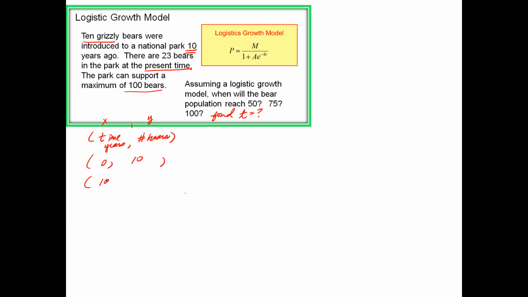Present day, this is 10 years later, and there are 23 bears at the park, and they're asking you, at what time will there be 50 bears? At what time will there be 75 bears? At what time will there be 100 bears? Because the maximum you can get is 100.